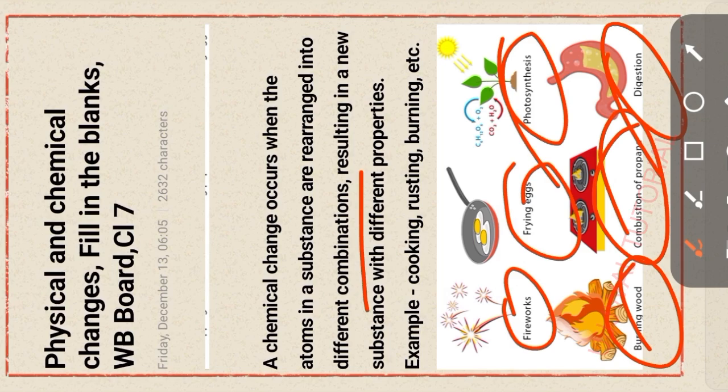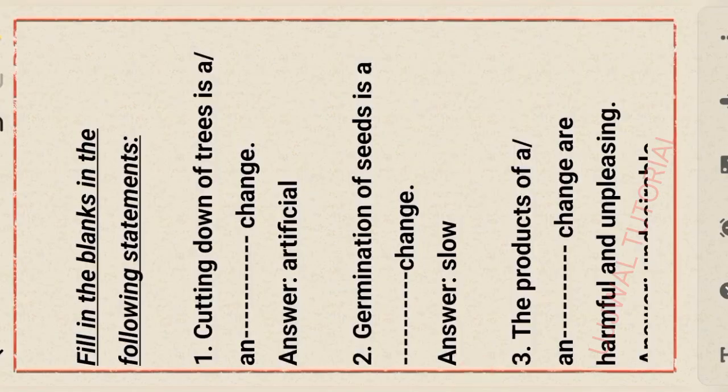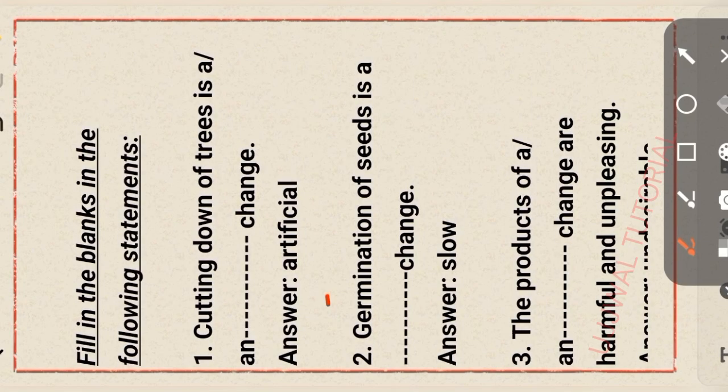Now let us discuss some fill in the blanks. Okay. Now fill in the blanks in the following statement. Cutting down of trees is an artificial change. Artificial change means occurring by human activity.